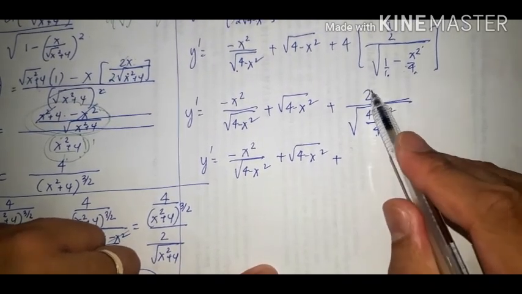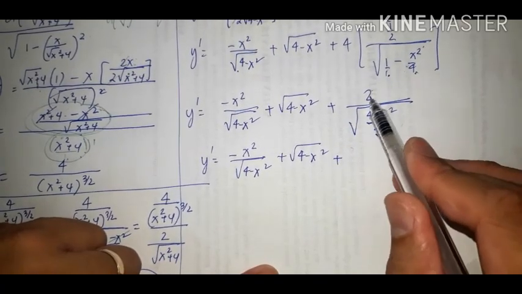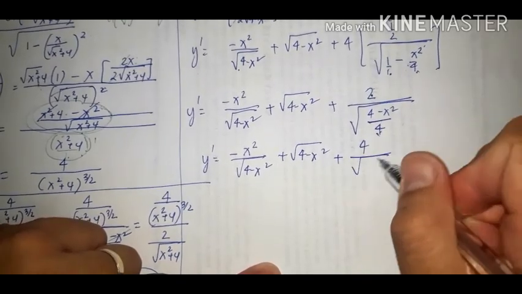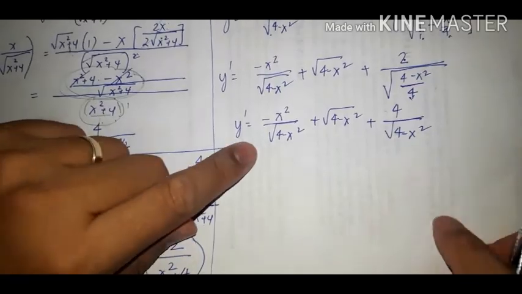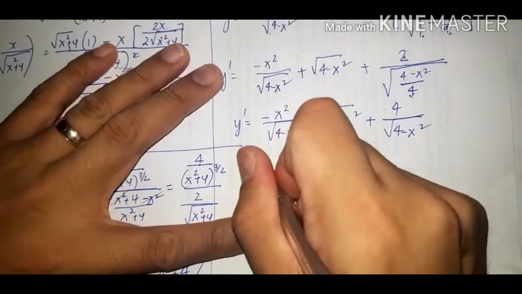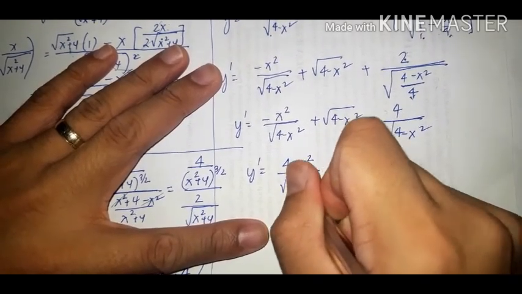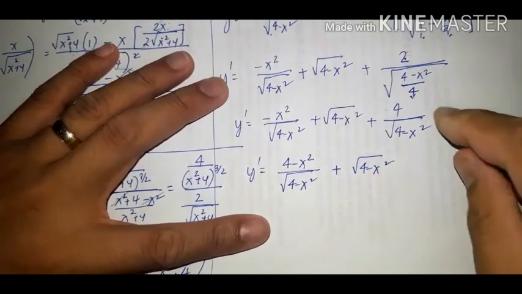So, i-multiply ko tong 2 sa reciprocal nun. So, ang square root ng 4 ay 2. Ta-times ko sa 2 kasi reciprocal nga. So, magiging 4 over square root of 4 minus x squared. So, as you can see, pwede na natin i-combine itong dalawa. So, magiging y prime is 4 minus x squared over square root of 4 minus x squared plus square root of 4 minus x squared.